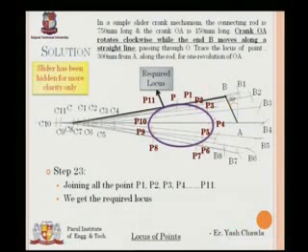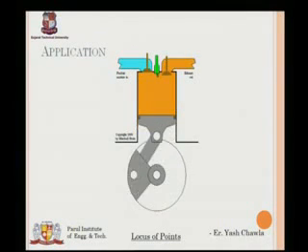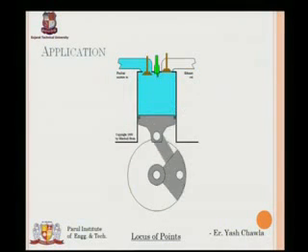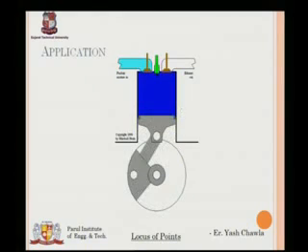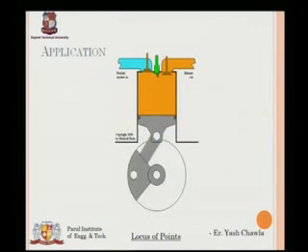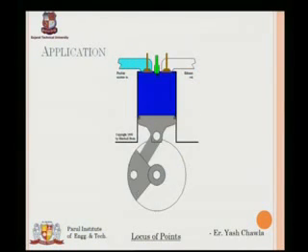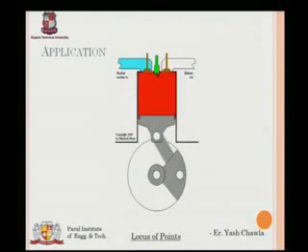Now let's move on. Now we have discussed simple slider crank mechanism. The next thing that we were going to discuss, before that, an application. We all know what is this. This is a simple internal combustion engine. Now as I said that this particular mechanism can be used for converting reciprocating motion or oscillating motion into rotatory motion, or the other way around.